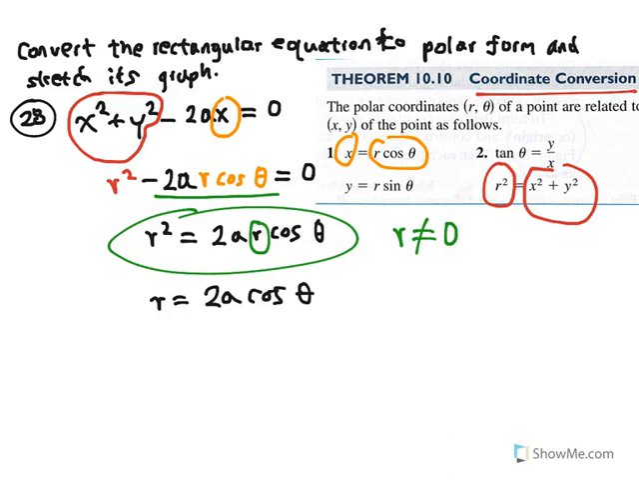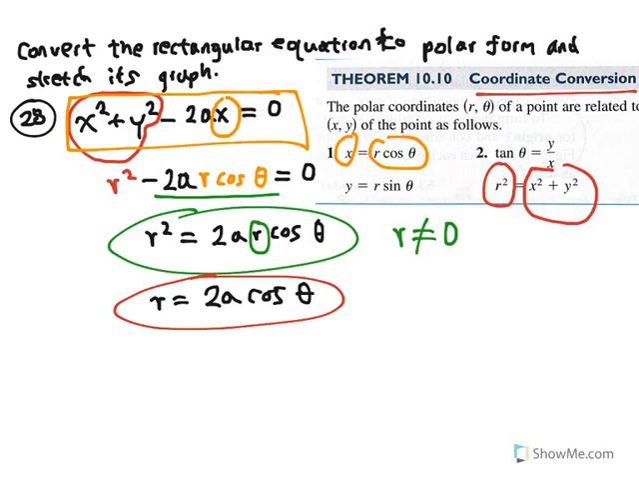Now, if you wanted to graph it, there are a couple of ways. You can graph it from the rectangular form, but you would have to complete the square. And we will see how to do that in a later example. But you can also graph it from the polar form, but it's not as easy unless you remember one of the special polar graphs.